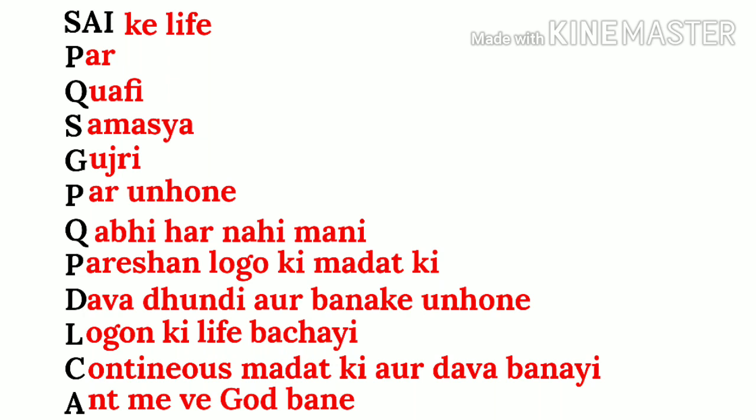Now we will decode this shortcut trick. SAI: these are the first three guidelines: stability, analytical method development and impurity. P is pharmacopoeia. Q for quality of biotechnology products. S for specification. G for good manufacturing practices. P for pharmaceutical development. Q for quality risk management. P for pharmaceutical quality system.